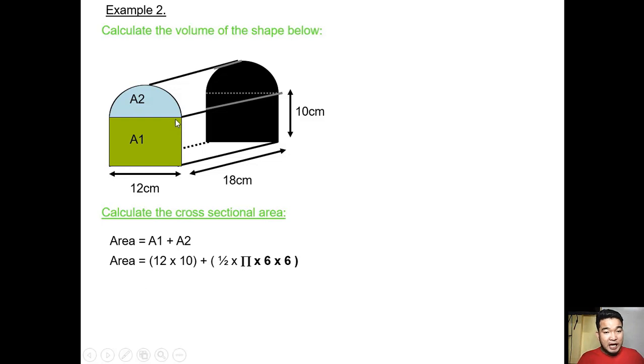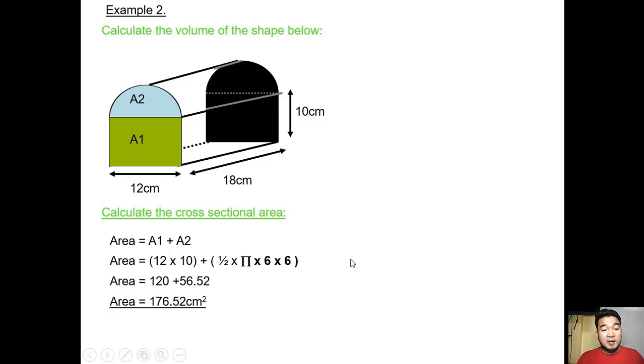So this is 12 times 10, since that's a rectangle. And then this is 1/2 times pi times 6. So nanggaling si 6. 6 is the radius of this circle. Since this is 12, yung buo na yan ay 12. To get the radius, you divide it by 2. So you have 6 squared or 6 times 6. Simplifying it further, you will have 120 plus 56.52.